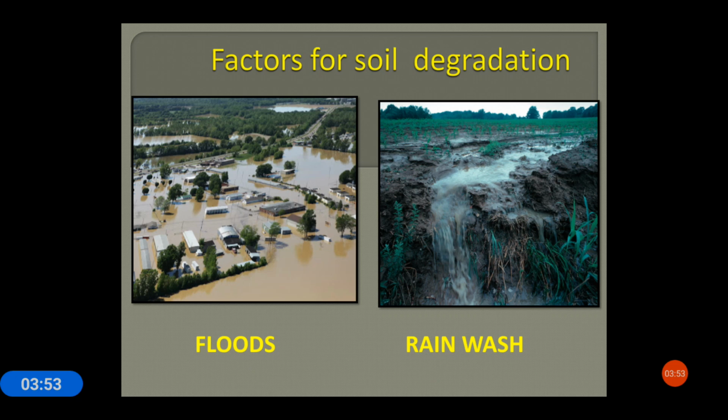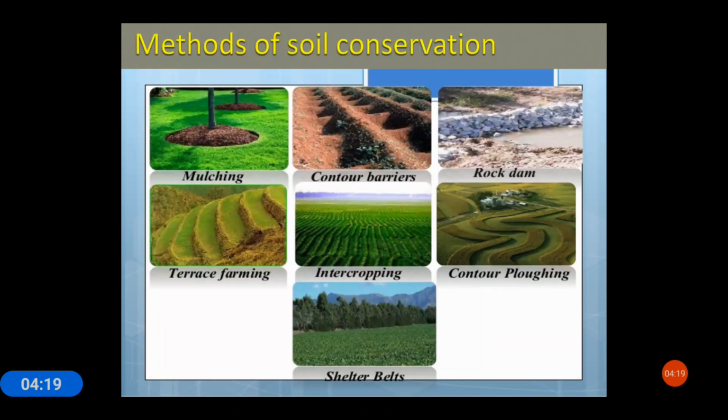Fifth one, floods. Floods also can harm the soil because lots of water gets collected in all areas, and with that water the soil gets washed away. Next one is rain wash. Continuous rain can take soil with it. So these are the factors which are degrading the soil. Students, can we conserve the soil? Yes, we can. So here are some methods of soil conservation.